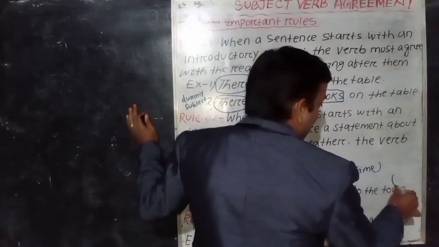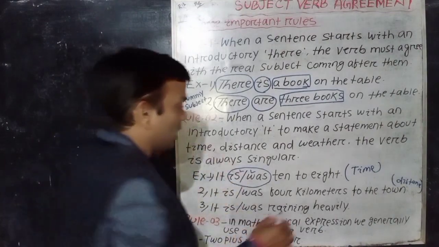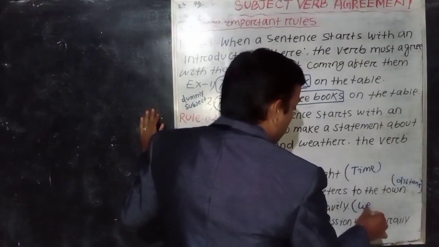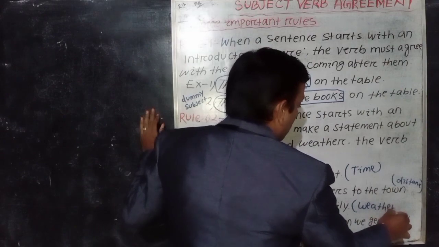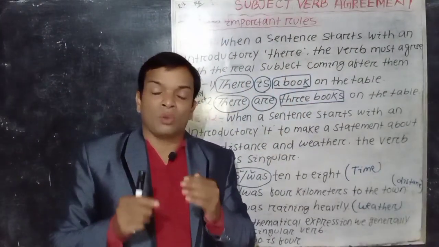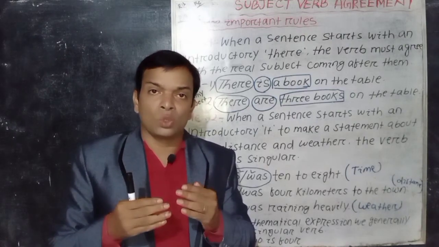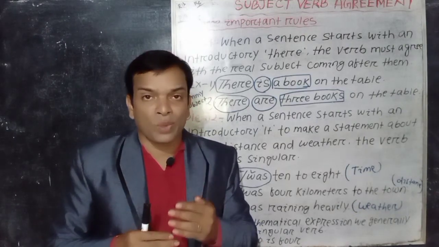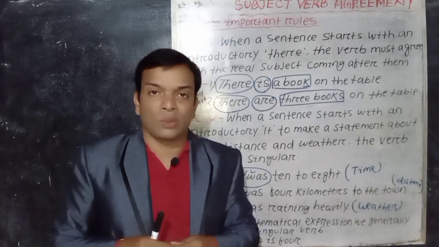Then it is or was 4 kilometers to the town. This is distance. Then it is or was raining heavily. This is weather. That means when the introductory it is used with time, distance or weather, the verb is always singular.